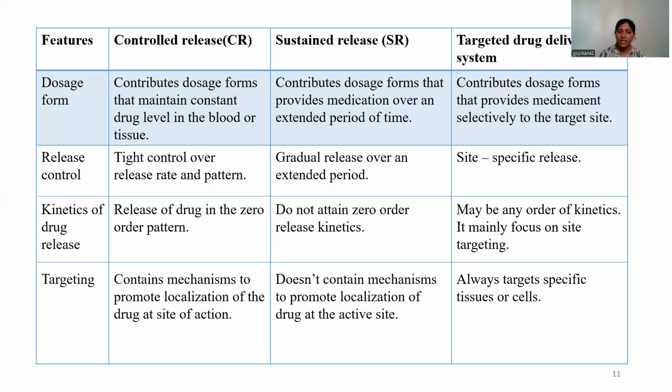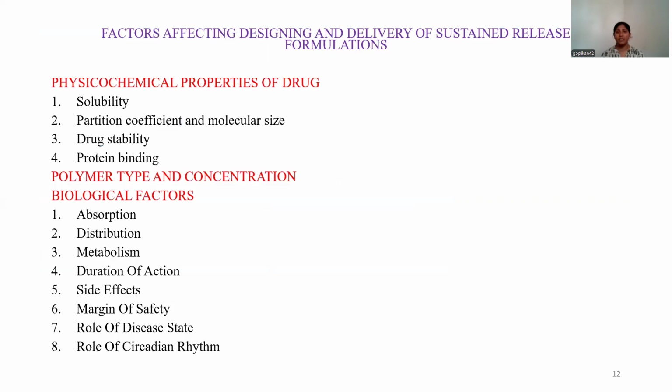And when it comes to the targeting of the drug to a specific site, controlled release may contain mechanisms to promote the localization of the drug at the site of action. Sustained release doesn't contain any mechanism to promote the localization of the drug to a particular active site. And the targeted drug delivery system always targets a specific tissue or cells. So, what are the factors affecting the designing and delivery of a sustained release formulation?